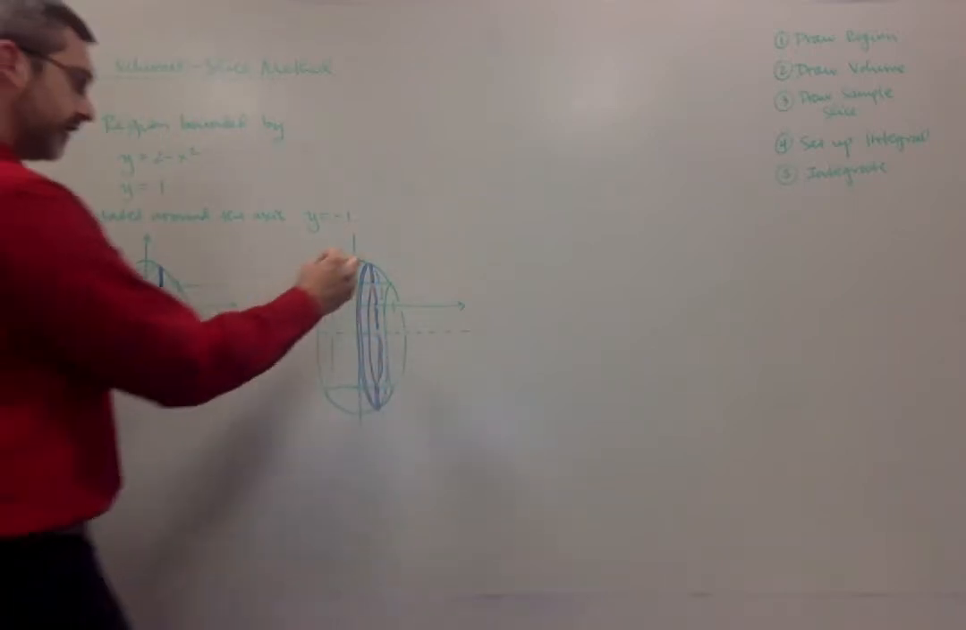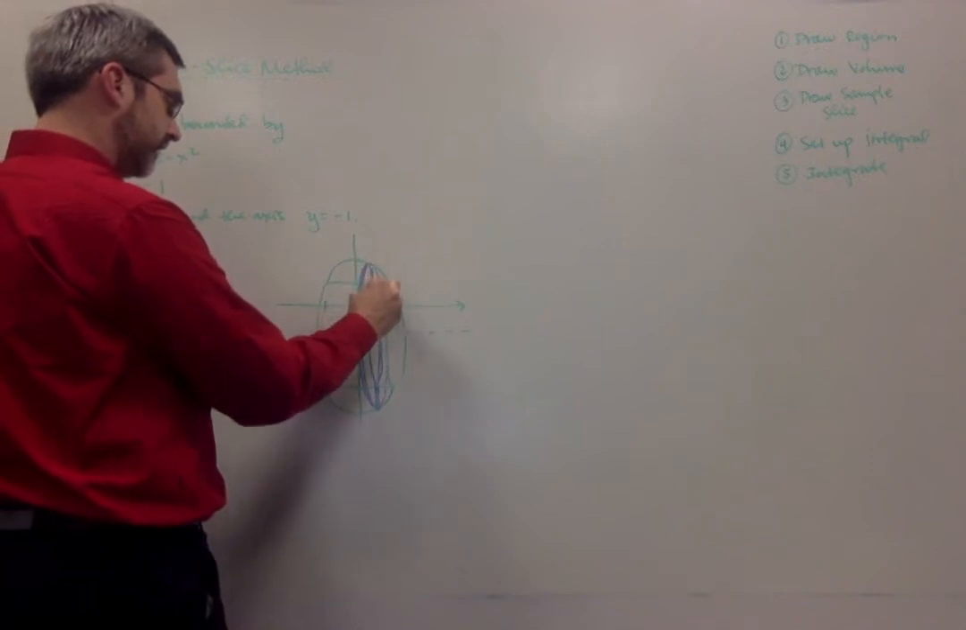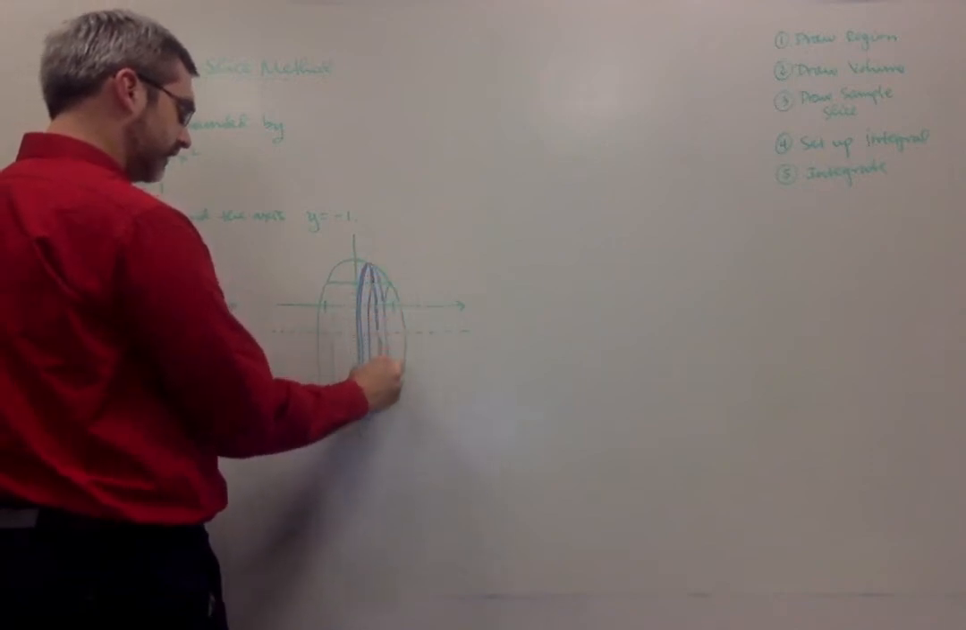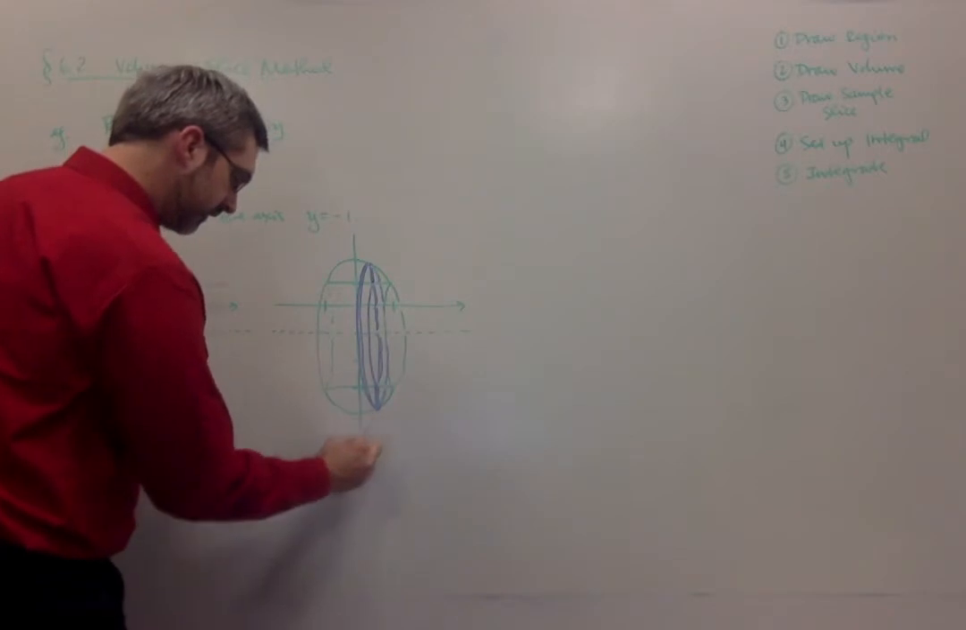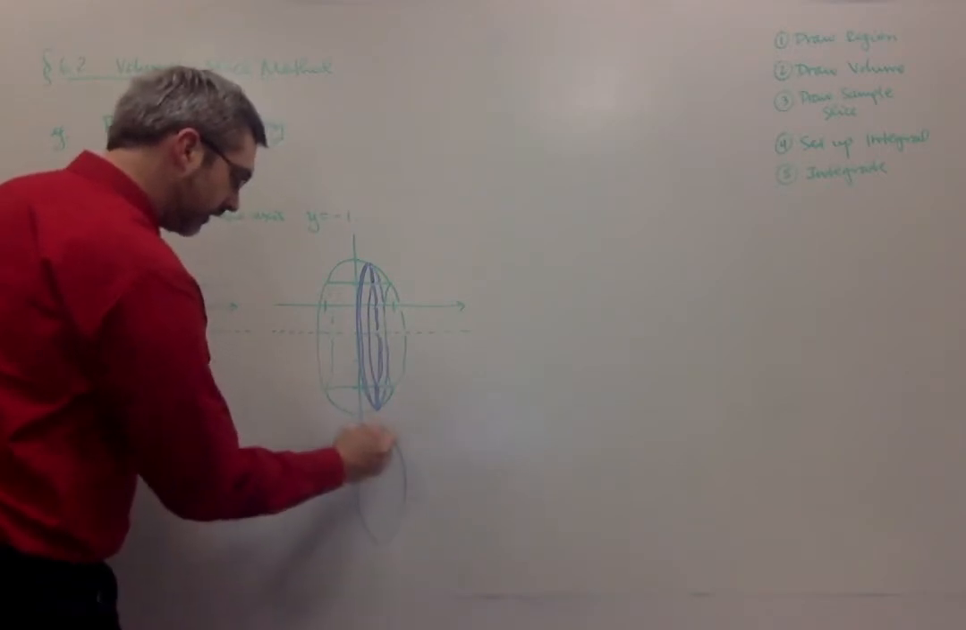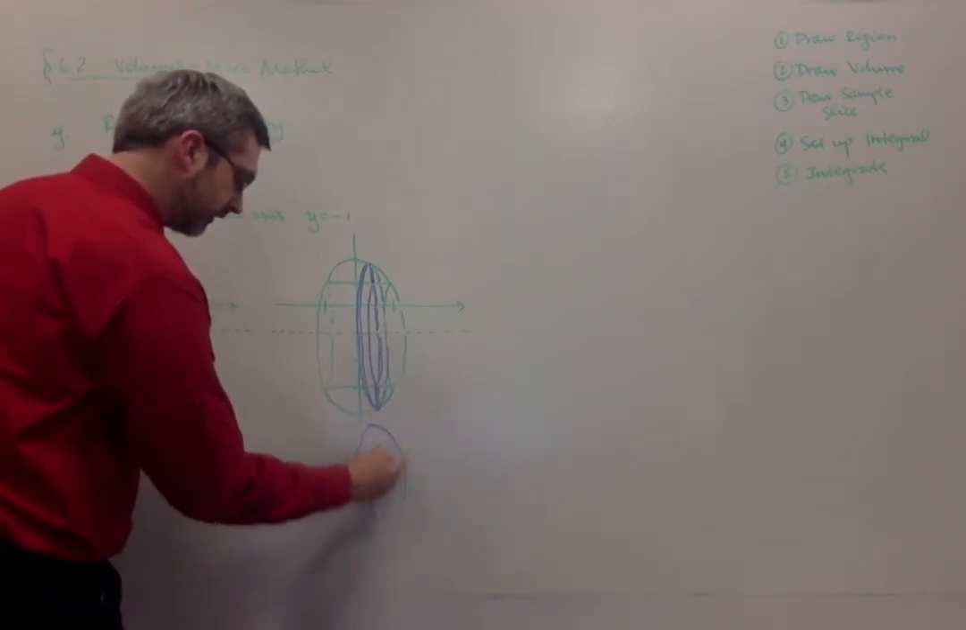So in other words, kind of hard, maybe I put too many lines in here, it might be a little hard to see. But that is what we call a washer or an annulus.